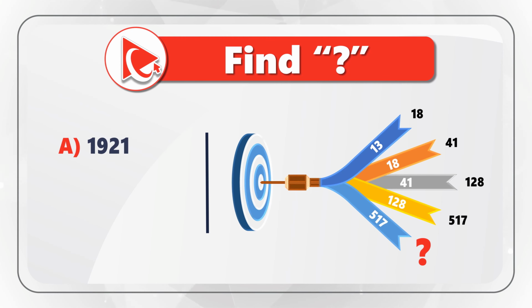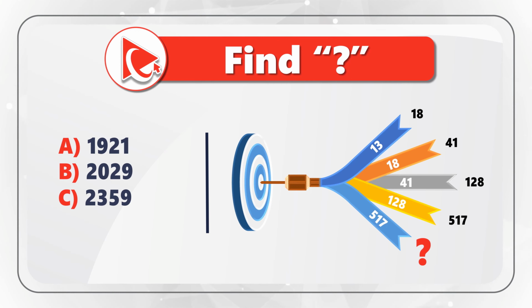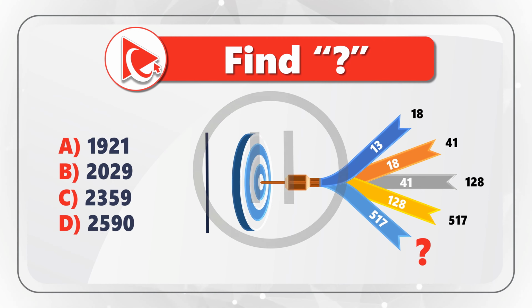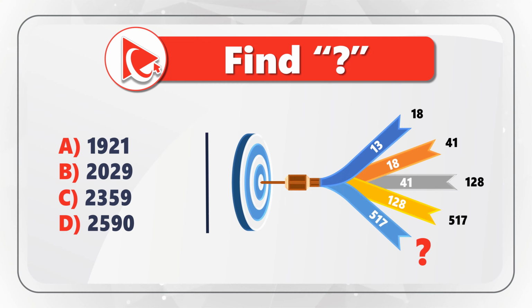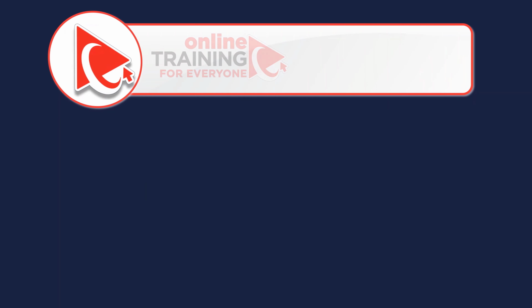Choices A, 1921, choice B, 2029, choice C, 2359, and last but not least, choice D, 2590. Give yourself a moment, maybe pause this video to see if you can calculate the answer. Are you ready? Let's move forward so I can share with you my version of the answer.